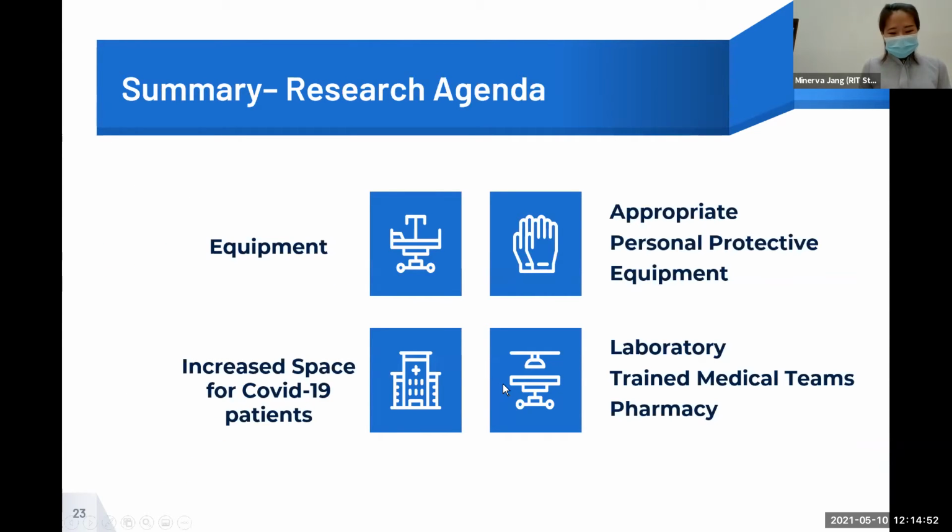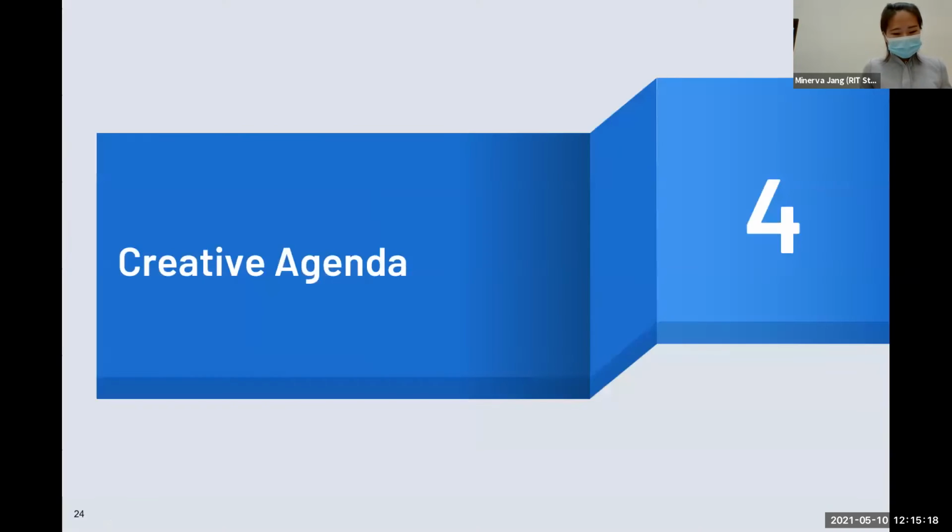For the preparedness of the next pandemic or a potential wave of COVID-19, preparing suitable equipment and enough personal protective equipment is very important. Hospitals in New York City increased space for COVID-19 patients and also built alternate care sites for COVID-19 patients. Laboratory, trained medical teams, and pharmacy need to be prepared. If not possible, transportation to existing hospitals is crucially required.